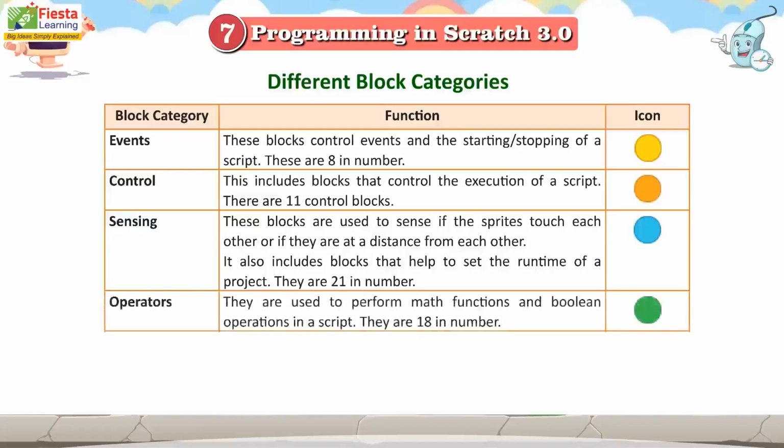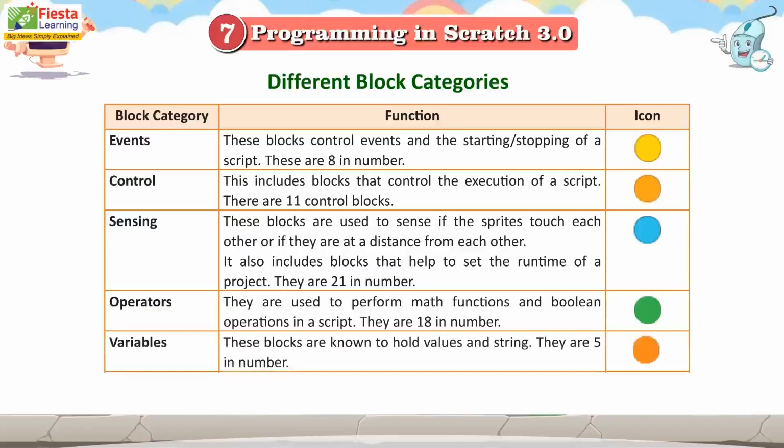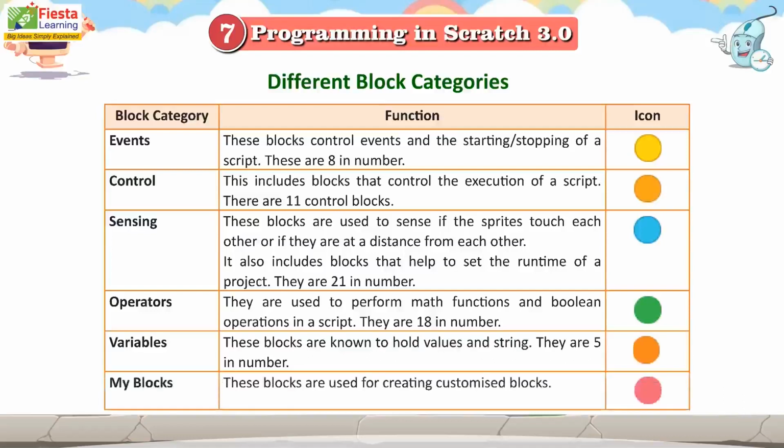Operators. They are used to perform math functions and Boolean operations in a script. They are 18 in number. Variables. These blocks are known to hold values and strings. They are 5 in number. My blocks. These blocks are used for creating customized blocks.